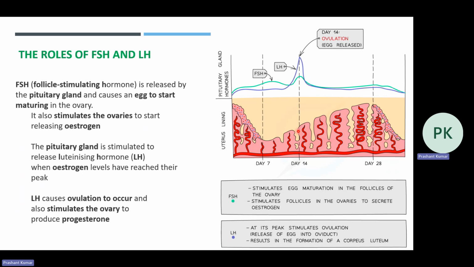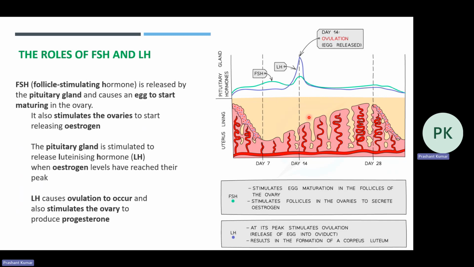FSH stimulates the ovary to start releasing estrogen, and the pituitary gland is stimulated to release LH when the estrogen level reaches its peak, right? So LH causes ovulation to occur and also stimulates the ovary to produce the progesterone hormone.